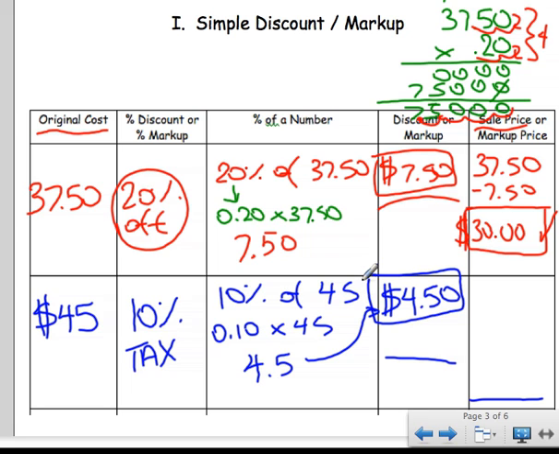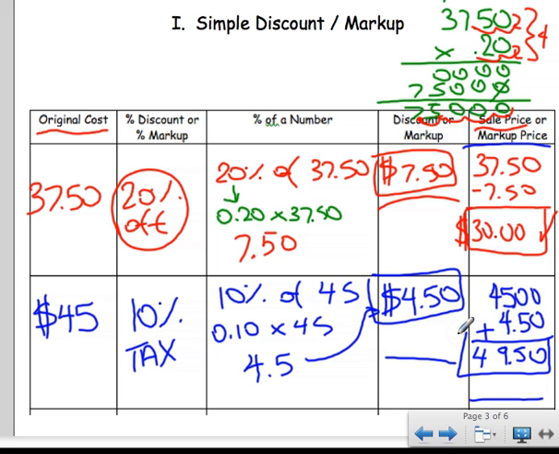Since it's a tax, though, to find the final price, it's not a sale price, it's actually a markup price. You take the original value of $45, then you need to add $4.50. I lined up my decimals, I add them, and this is really $49.50. And that's how much that person will pay after tax.